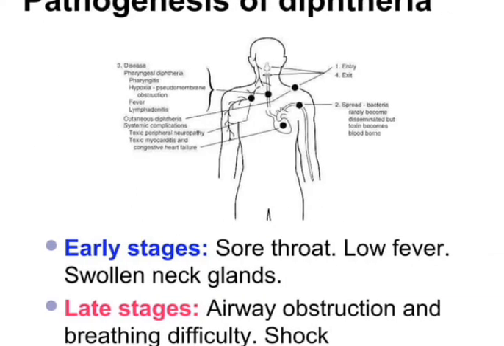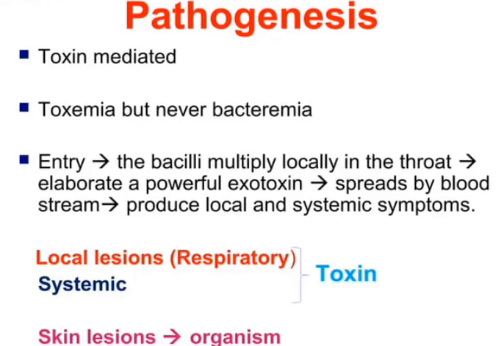Pathogenesis of diphtheria. In the early stages, there is sore throat, low fever and swollen neck glands. In the late stages, there is airway obstruction, breathing difficulty and shock. As I said before, it is a toxin-mediated toxemia but never bacteremia. The bacilli enter, multiply locally in the throat, elaborate a powerful exotoxin, which spreads by the bloodstream and produces local and systemic symptoms.